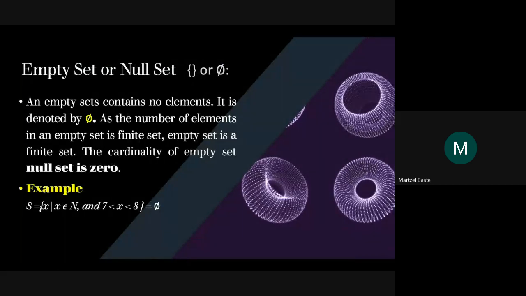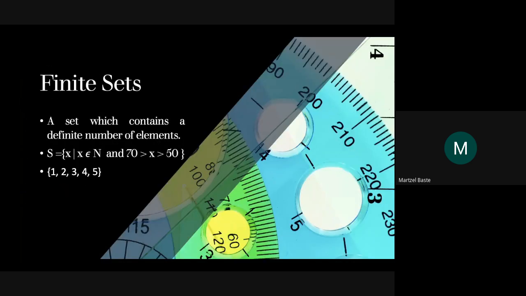Alright, so that's empty set. Next we have finite sets. Finite sets have a certain range of values, meaning they can be counted. Kaya nga siya gitawag og finite. It's clear, it's explicit. There is a range of values or members in that particular set. So it can be counted.